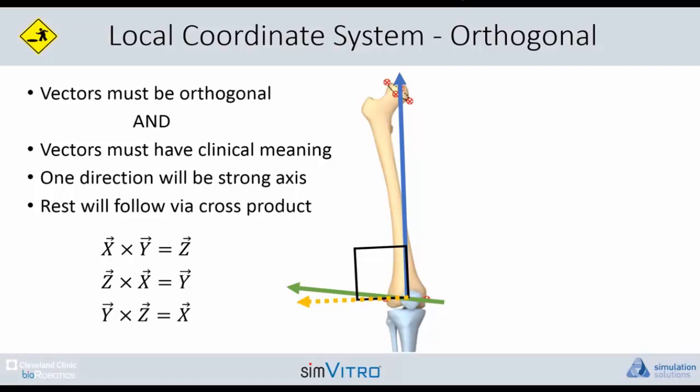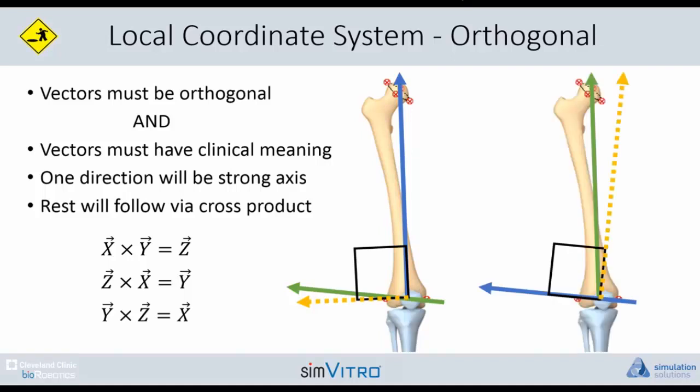Another way this can cause us issues is when we look at the other side. We can make the strong axis be equal to the medial lateral axis, that's the blue one, and we can look at the green vector, which is what we'd want for the superior axis. But to make it orthogonal, you can see that yellow line doesn't pass through the femoral head. So we need to make sure things are orthogonal, but understand that has impact on our clinical meaning and direction. You have to be careful when you build these local coordinate systems.